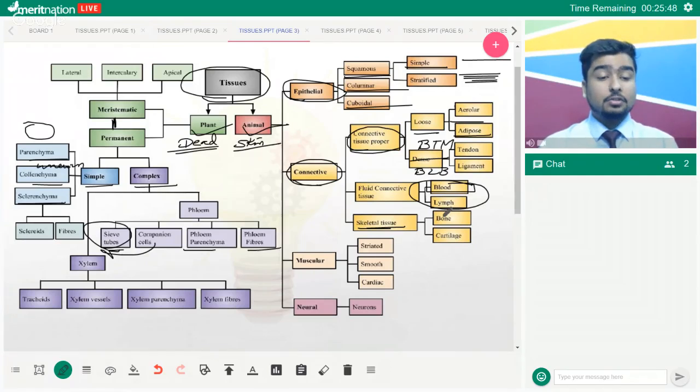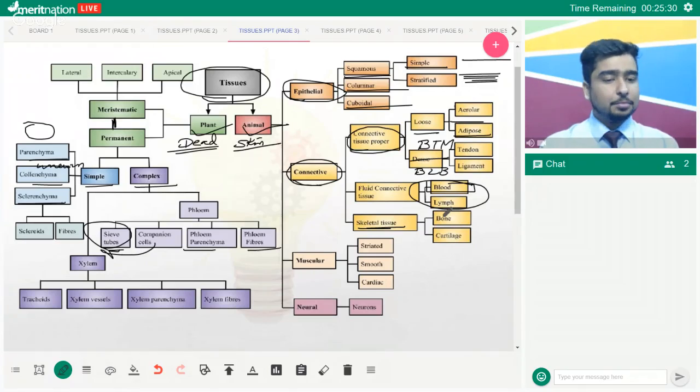Is platelet also a connective tissue? Platelet is a cell, don't get confused. Platelet is a cell that is present in blood. Blood is the tissue. Tissue is an aggregate of cells that have the same function, right? So that is what it is.